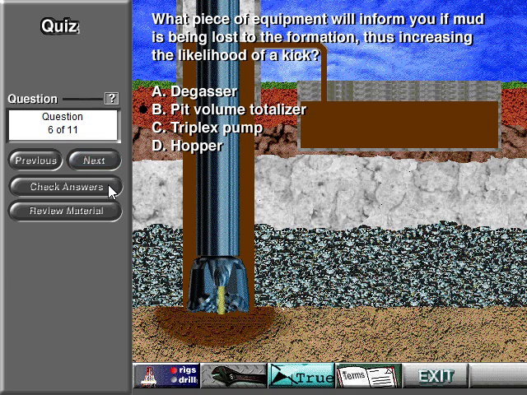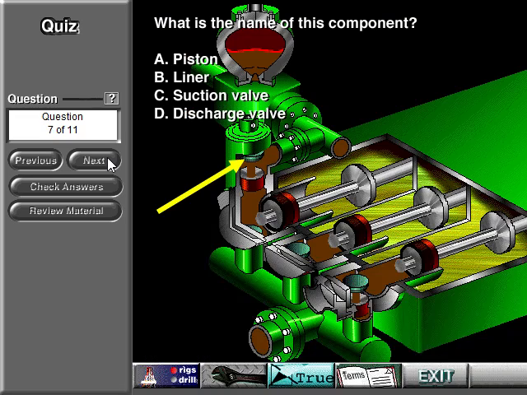If the mud level falls, there may not be enough downhole pressure to keep the reservoir fluids out of the wellbore. What is the name of this component? A. Piston. B. Liner. C. Suction valve. D. Discharge valve. Nice work! This is the discharge valve on a triplex pump. Mud exits the pump cylinder through this valve.